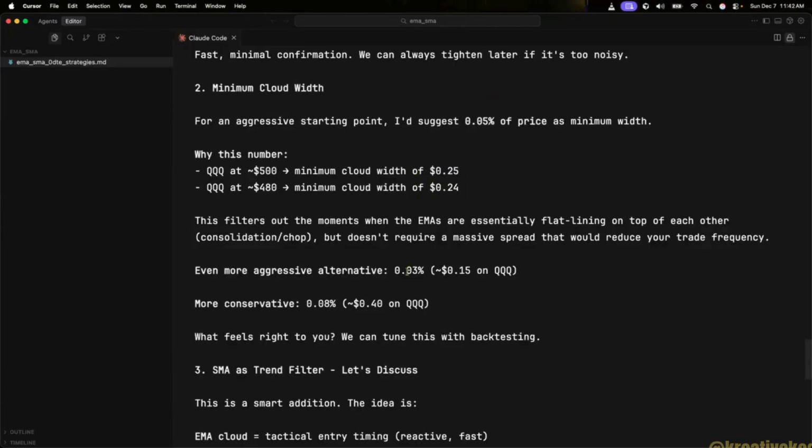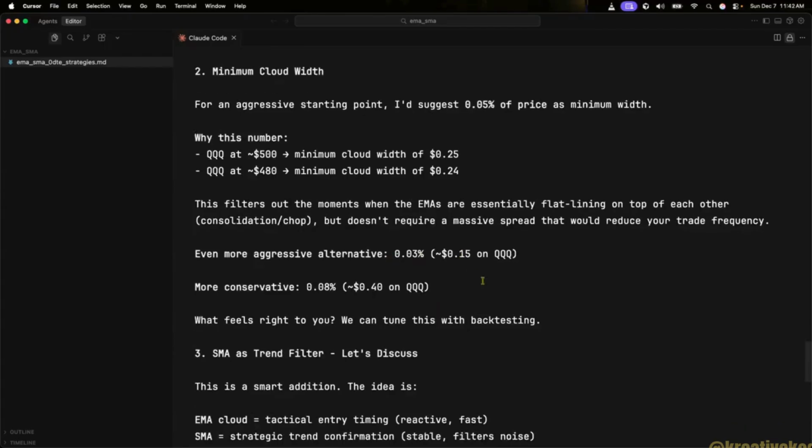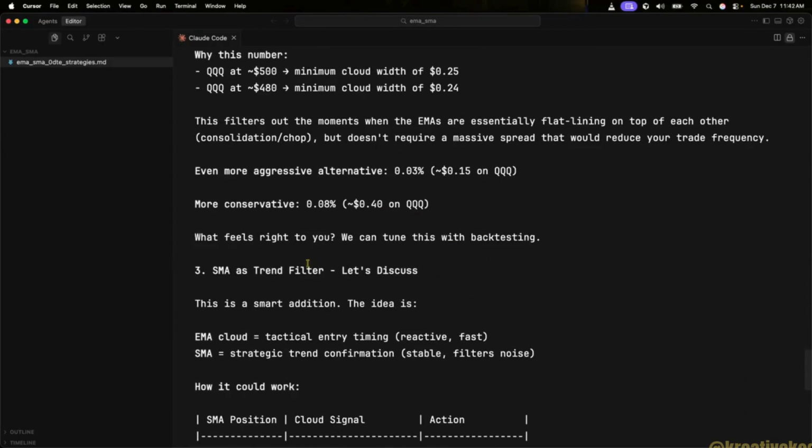Maybe let's do super aggressive. I want to do 0.02 for the minimum cloud. So which one feels right to us? We can tune this later on backtesting.